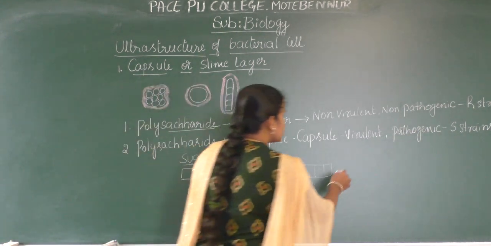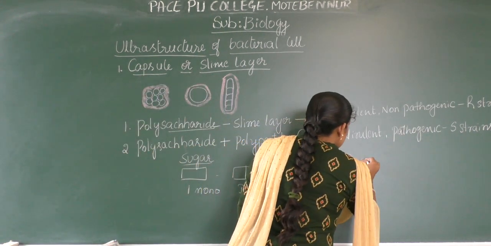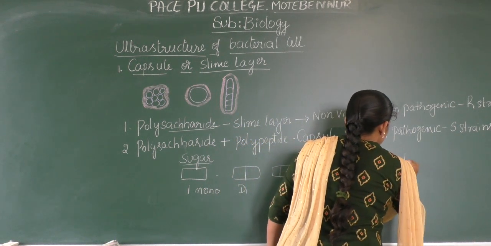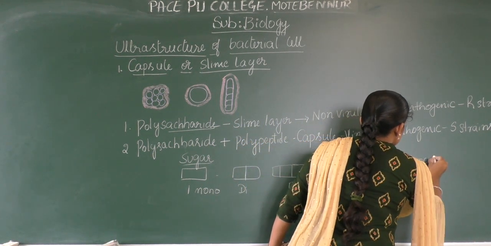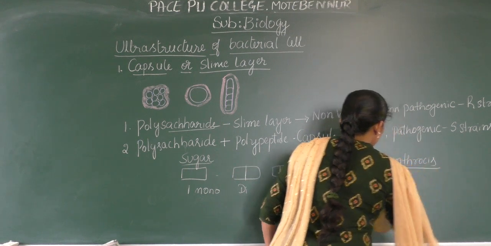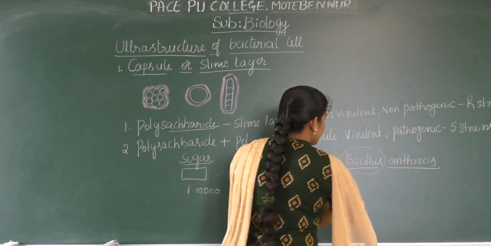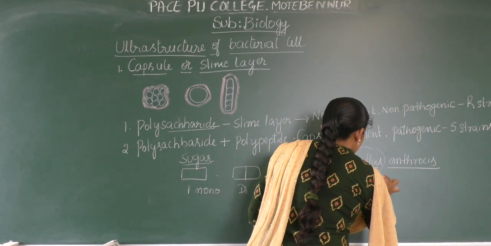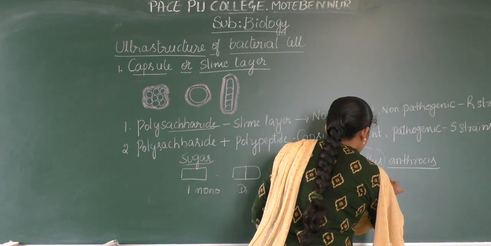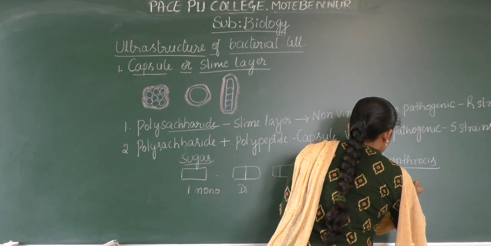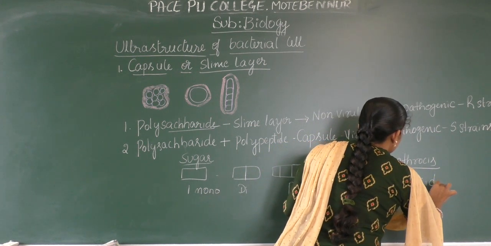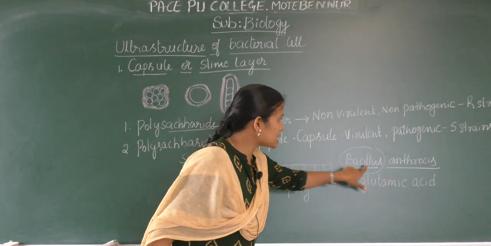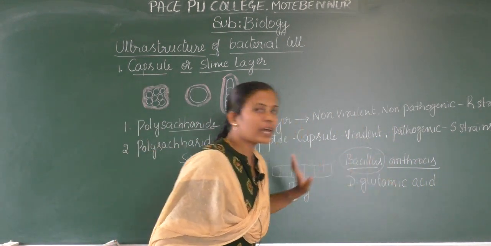In some organisms like Bacillus anthracis, which is a rod-shaped bacterial cell, the slime layer contains glutamic acid.